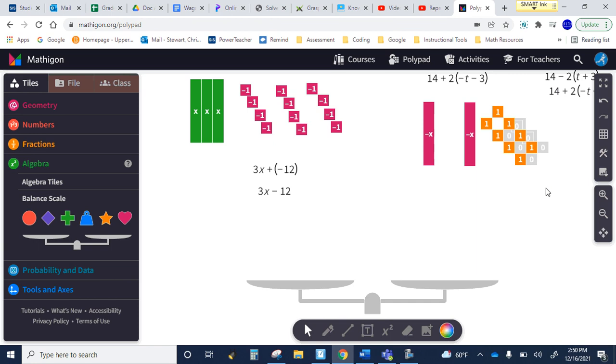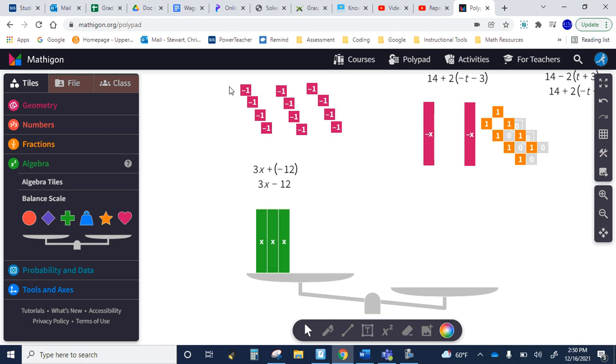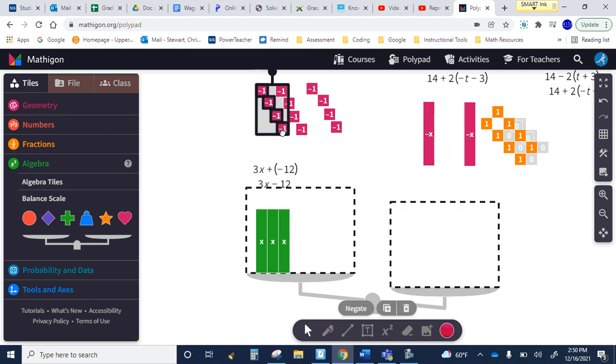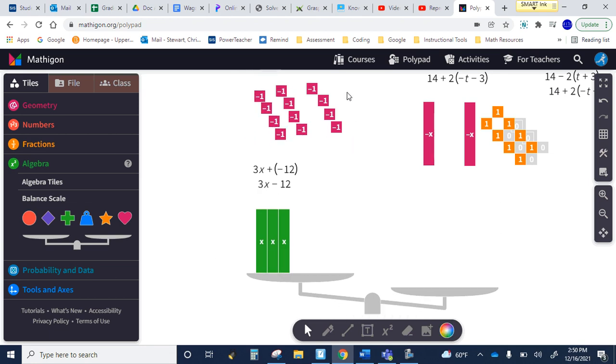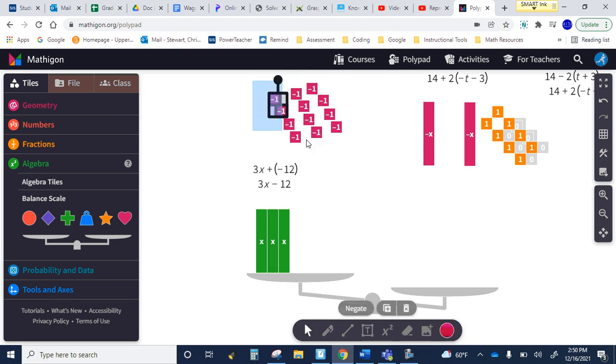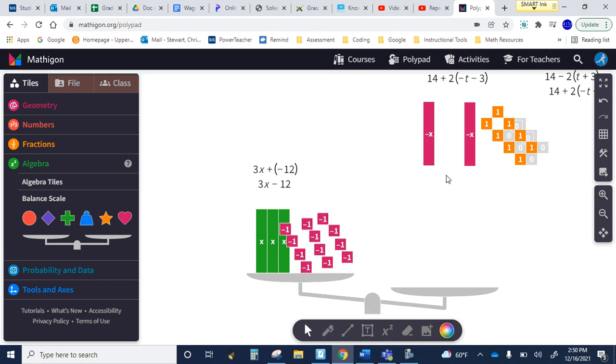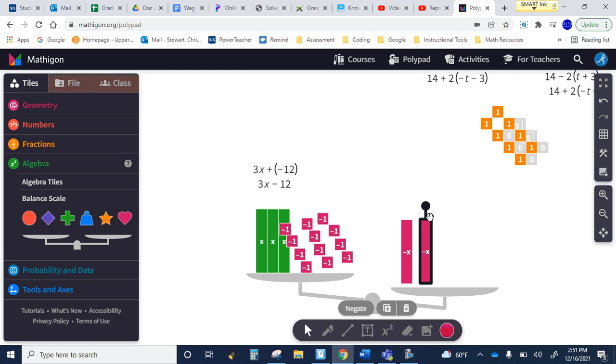Okay, so what we're going to do is now use our balance tool to help solve this equation. So let's bring down the 3x minus 12. And I'm just going to draw these unit tiles a little closer together to make it easier to work with the balance tool. Okay, so there we go. And then we're going to bring down the right-hand side, or the expression for that.